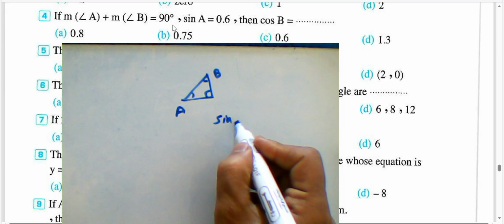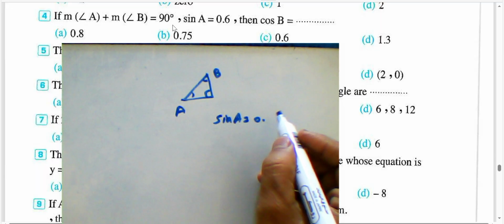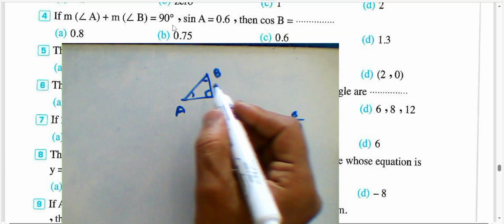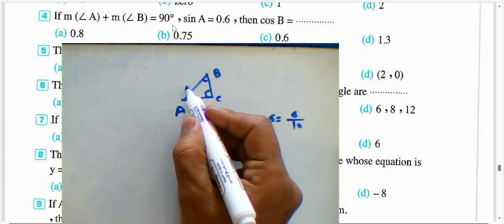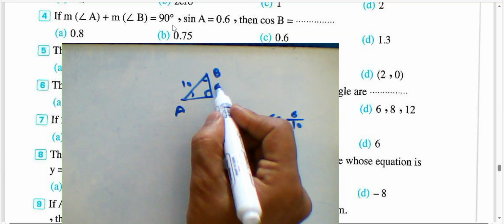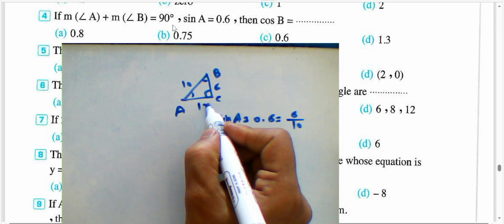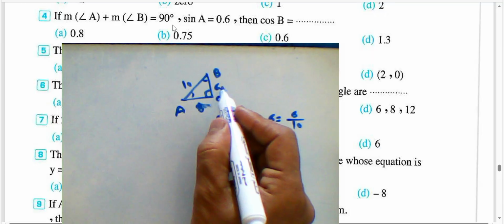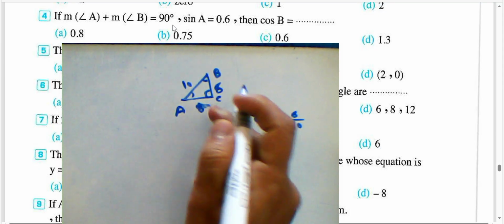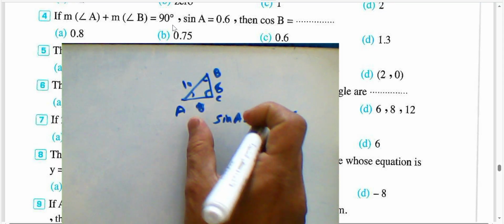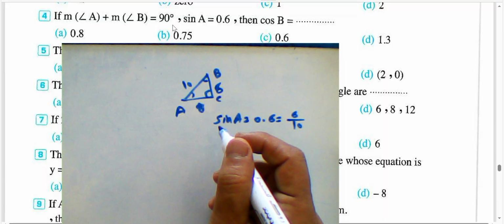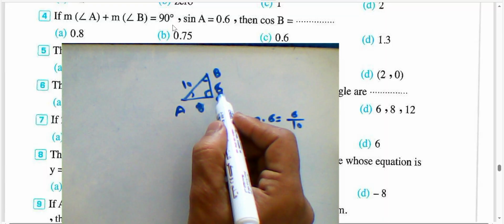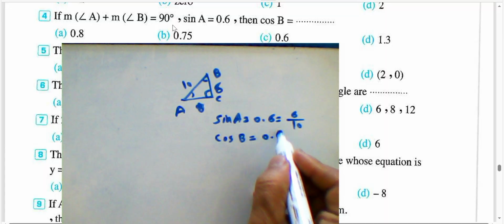Sine A equals 0.6. 0.6 equals 6 over 10. We can write sine as opposite over hypotenuse, 6 over 10. The side length AC will be 8 cm from Pythagoras. We can write 10 power 2 subtract 6 power 2 and then find the square root. The result will be 8. Now we want to find cosine of angle B. Cosine angle B equals adjacent over hypotenuse. It will be 0.6 also.